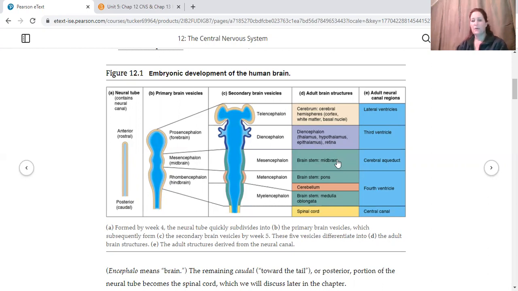You will need to know what three structures make up the brainstem: the midbrain, the pons, and the medulla oblongata, as well as characteristics of those three structures. Then if we move down, this will be the spinal cord, beginning a separate region of the central nervous system. And then this outgrowth developed into the cerebellum, which we will talk about next week.